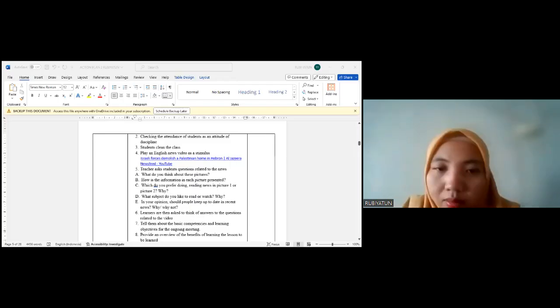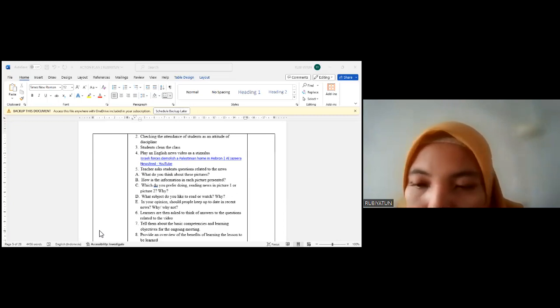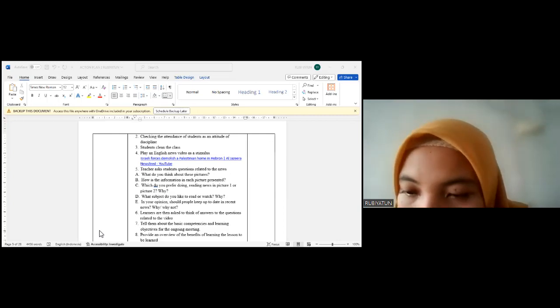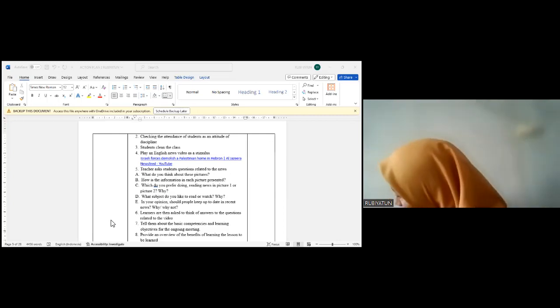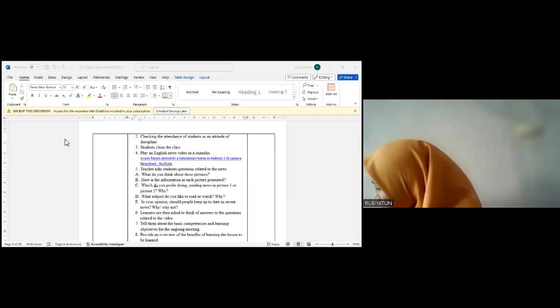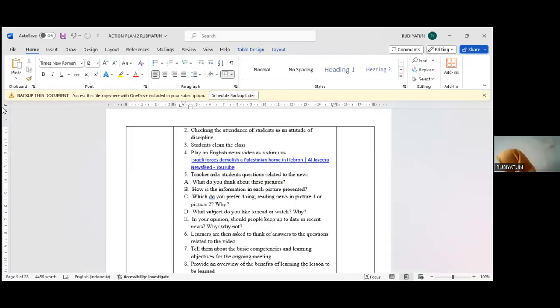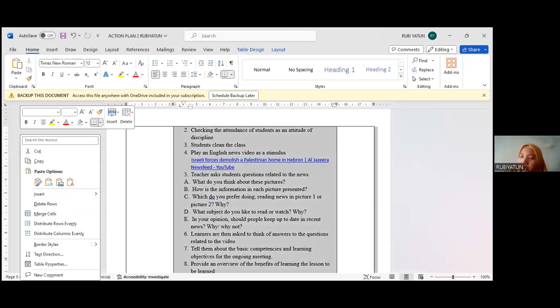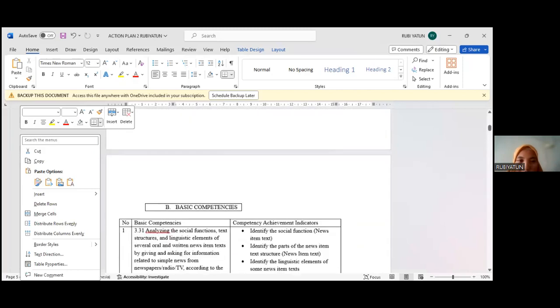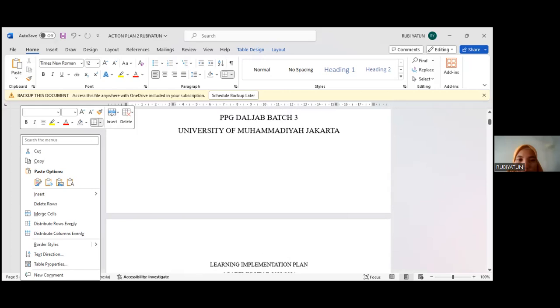Please keep silent, please. Can you see it clearly? Yes, it's clear, visible. You may continue from the start, giving the explanation. Okay. Sorry, I still am not using the background, but I will try it later after this.